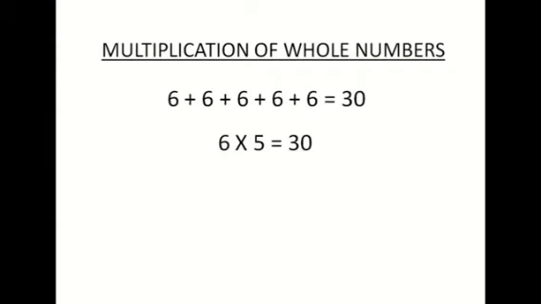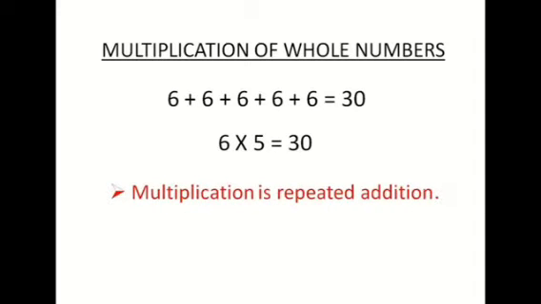Can I express it like this? 6 has been taken 5 times. So 6 into 5. If you go for the table of 6, you will get 6 5s are 30. Yes? So we can say that multiplication is nothing but repeated addition. So here 6 into 5 equals 30. This is the process of multiplication of whole numbers, as 6 and 5 both are whole numbers. And the symbol of multiplication is denoted by this cross sign.